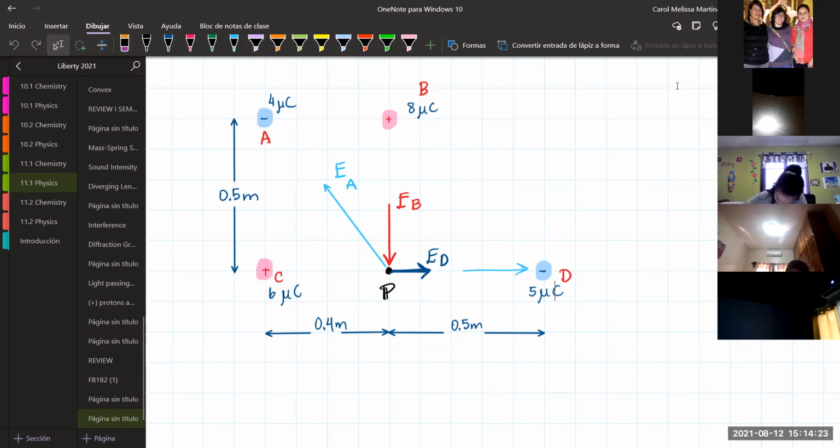And in the last part, I have my charge C, which is positive. If it's positive, all my arrows go outward. Now, what arrow is the one that is going to pass through the point P? Exactly. Thank you so much.